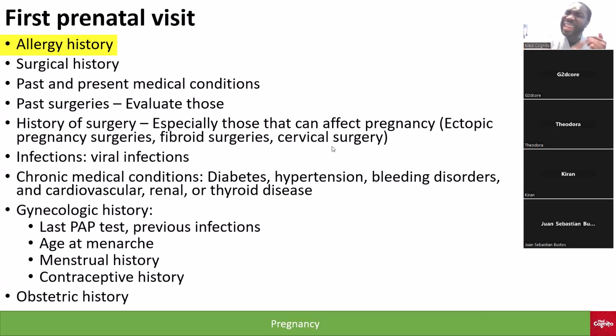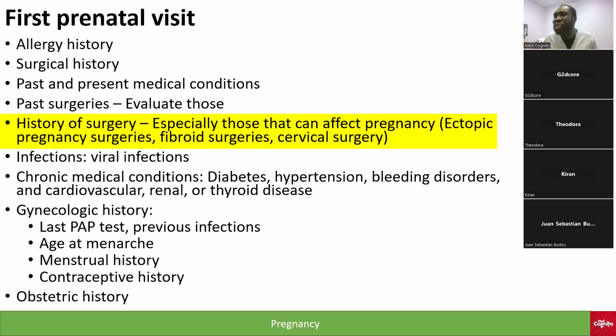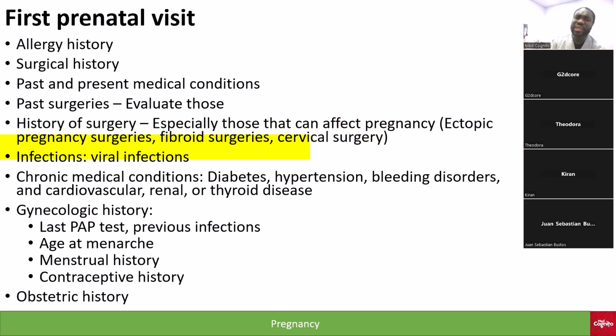Other things, you also want to check the allergy history. So it's just like the principles of how to take a general history, the surgical history of the client as well, the past and present medical conditions, okay, past surgeries. And you want to check surgeries which can affect pregnancy. For example, surgeries on the uterus, like a patient who has uterine fibroid, and then surgery has been done. You want to find out, okay? And you also want to find out about viral infections like HIV virus, like hepatitis B, like hepatitis C, all those viruses, cytomegalovirus, all those viruses.